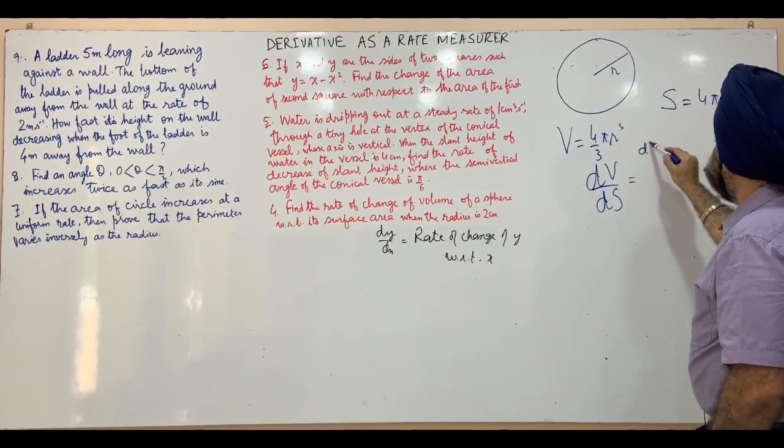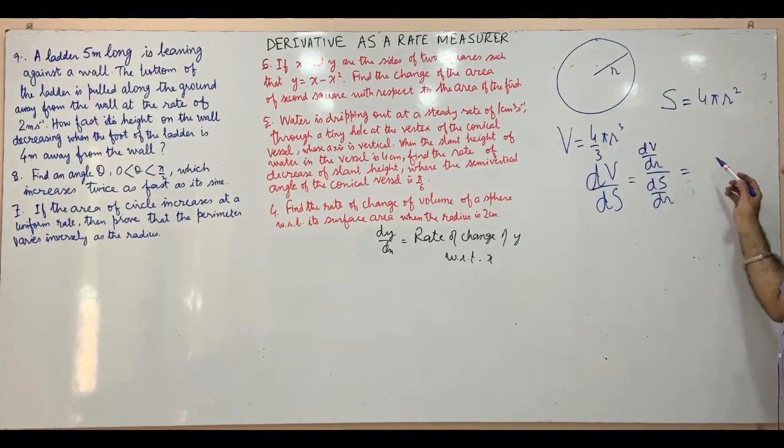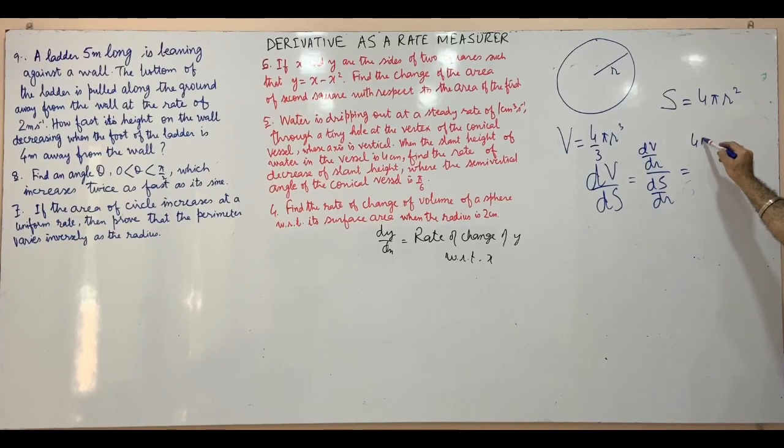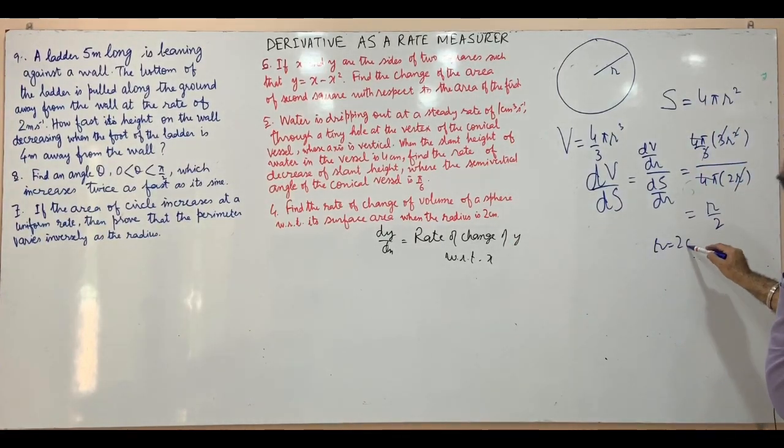This will be dV by dr upon dS by dr. We can find dV by dr: 4 pi by 3 into 3 r square. And dS by dr is 4 pi into 2r. 3 will cancel out, 4 pi cancels, and this is r by 2. We are given the radius is 2 centimeters. We put r equal to 2 here. 2 by 2, that's 1. This will be your answer. Units will be centimeter cube per centimeter square.